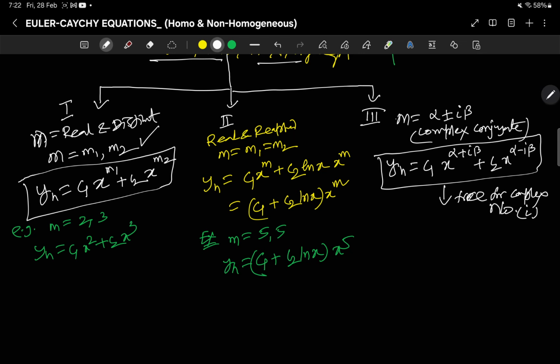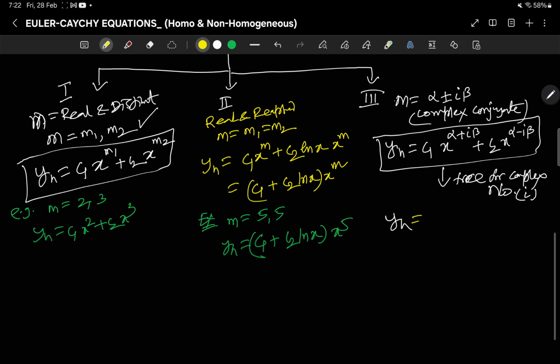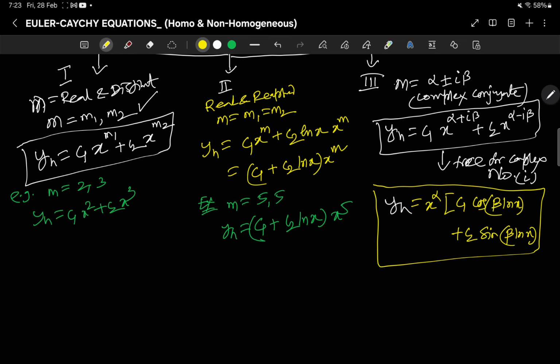your y homogeneous in this case will be, and one more thing, if you recall this, it is e to the power alpha x, c1 cos beta x plus c2 sin beta x. In this line, it will be x to the power alpha, c1 cos beta ln x, okay, plus c2 sin beta ln x, right? So we should concentrate on this because this is free from the complex number. So in that way, you can have the homogeneous solution under three cases.